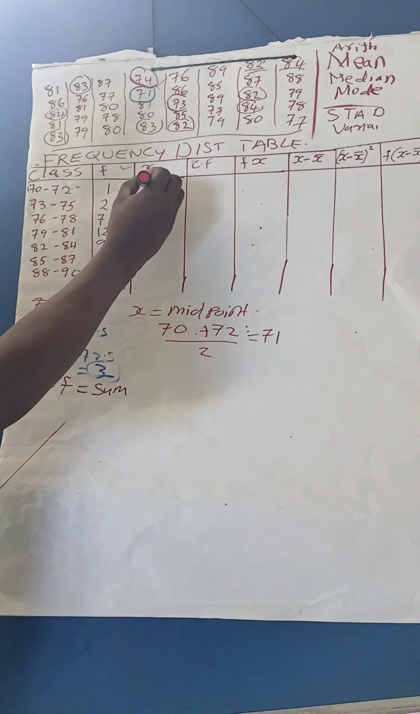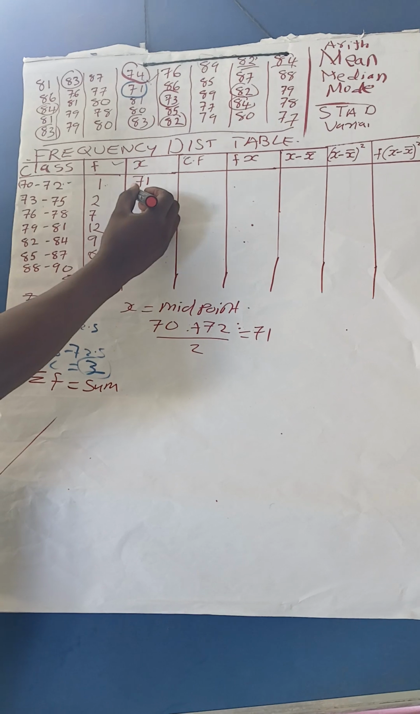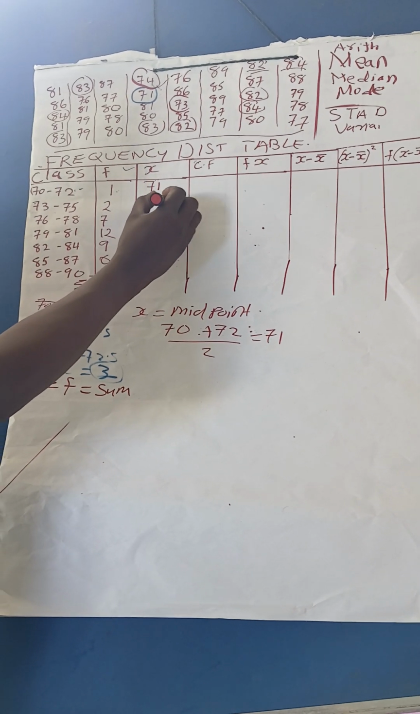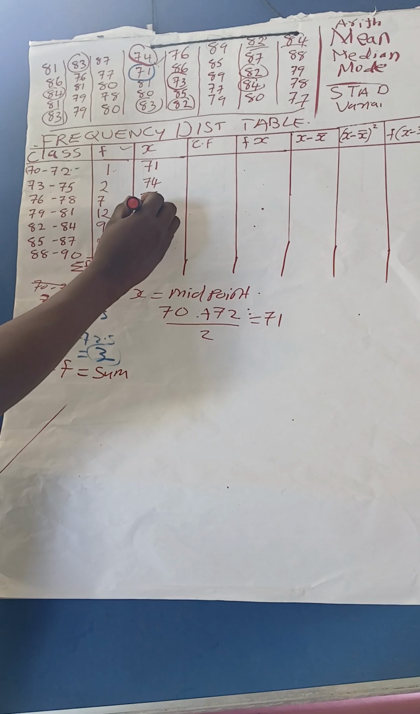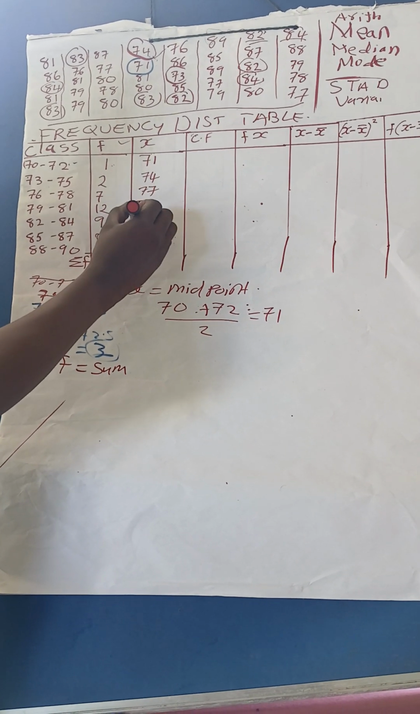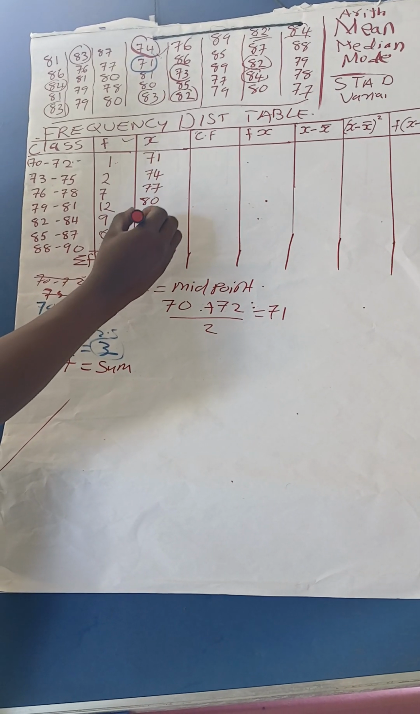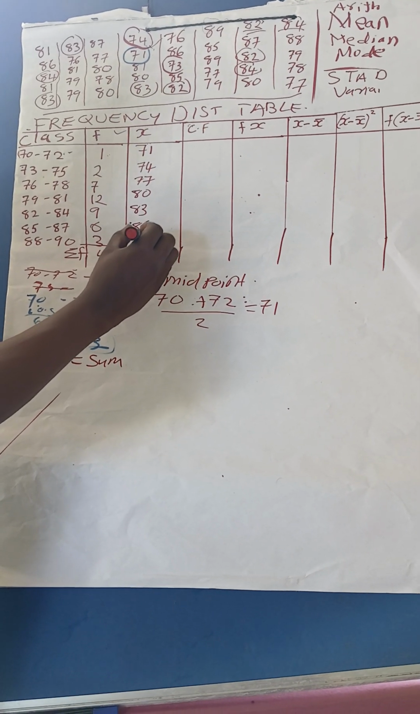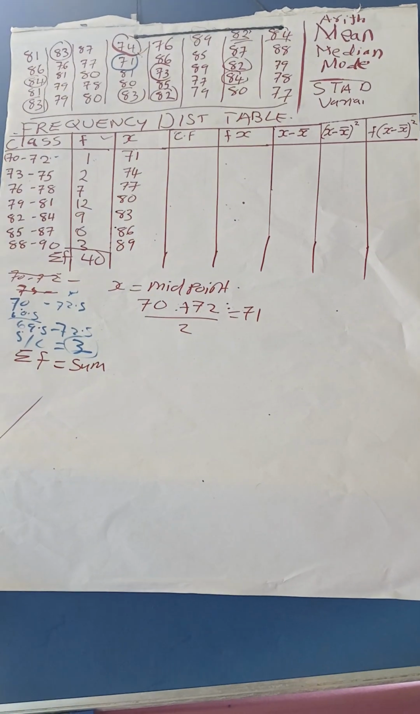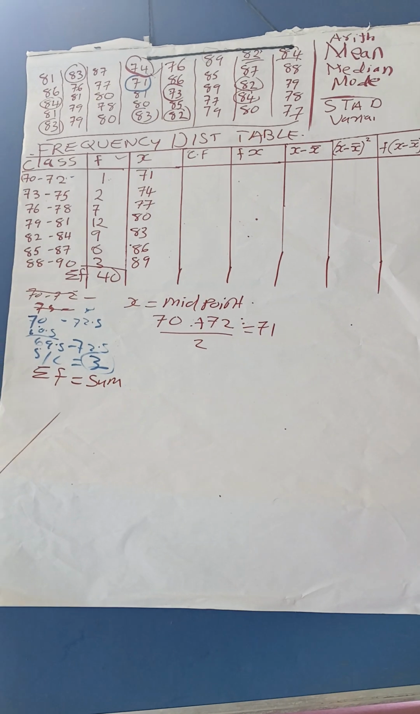So the first midpoint here is 71. If I add this and divide by 2, here I will get 74, here 77, here 80, here 83, here 86, here 89. Good. That is how we get the midpoint. I think it's not hard for us.